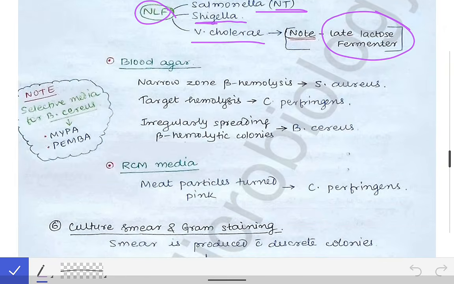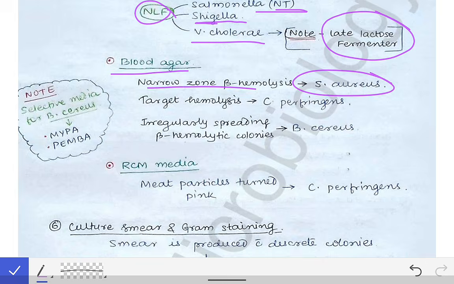Then blood agar. So the characteristic features that we see in the blood agar may help us reach a particular organism also, because if we see that there is narrow zone beta hemolysis, then we may think of the Staph aureus infection. If we see the target hemolysis, then we may think of the Clostridium perfringens, because target hemolysis is seen in Clostridium perfringens. The toxins released by the Clostridium perfringens cause this target hemolysis in the blood agar.